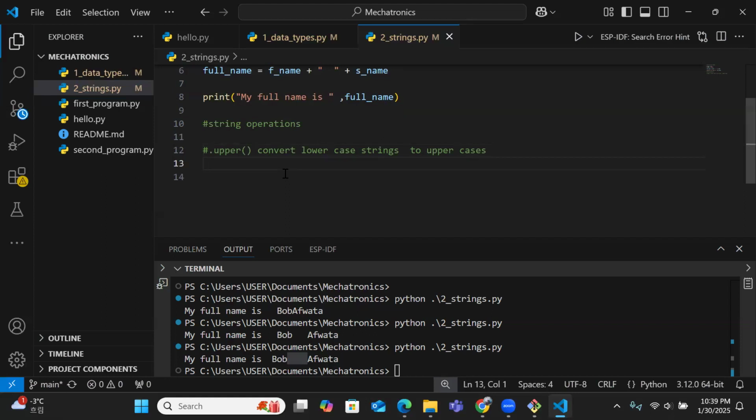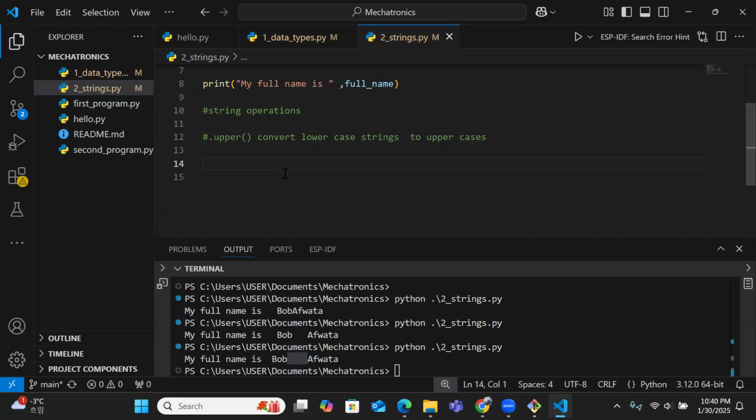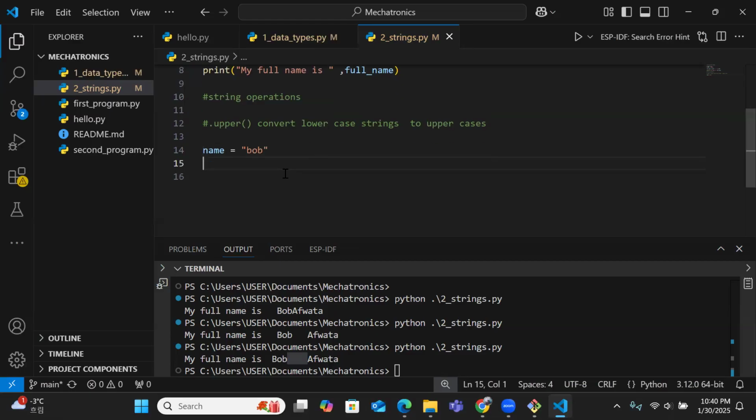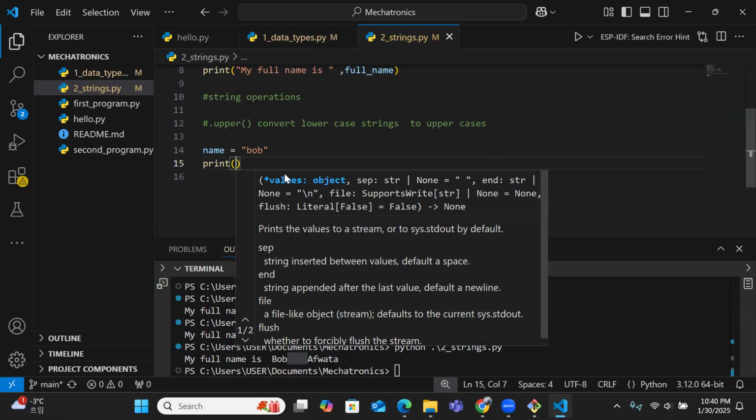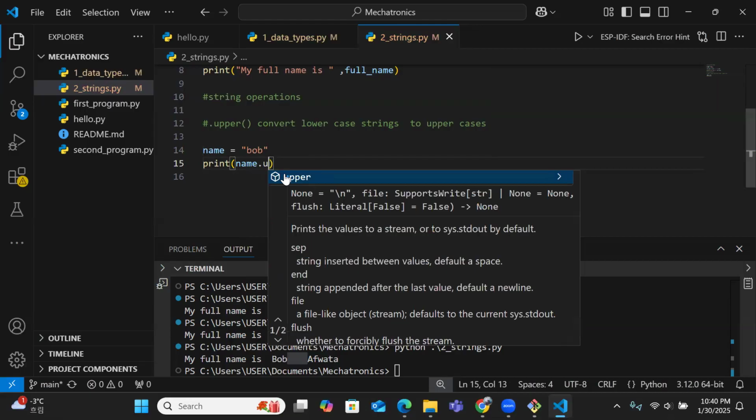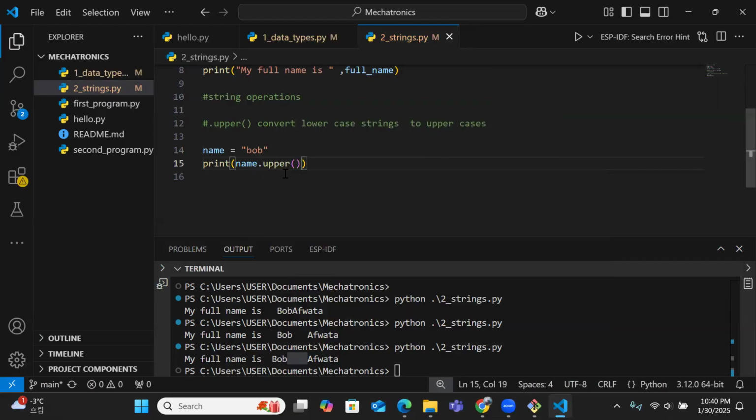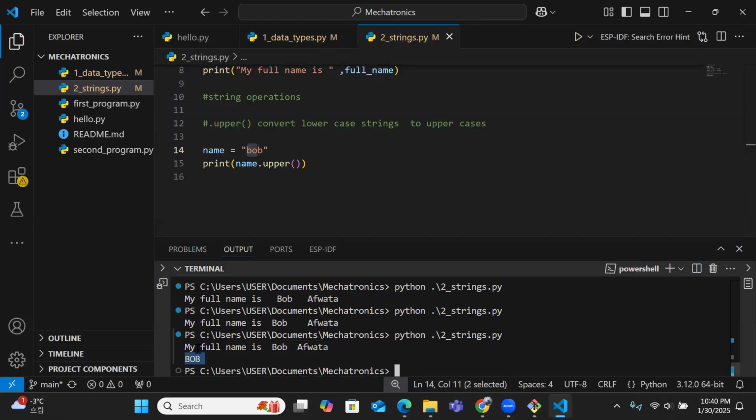Okay. So for example, if I have my name is Bob, it's in small lowercase. Then when I print my name dot upper, can you see like that? All right. To upper will give me this in uppercase. Do you see it becomes BOB in uppercase?